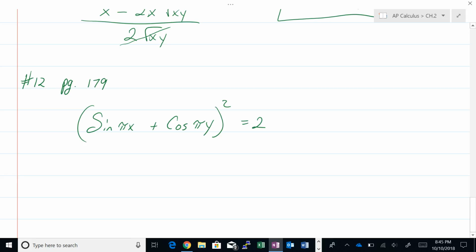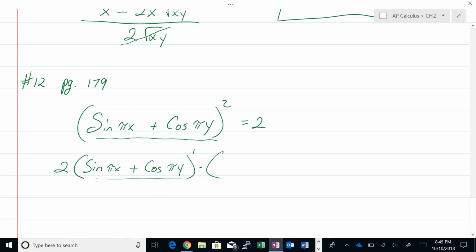Here we go. Again, they're asking for dy/dx. So this, unfortunately, guys, is power rule, chain rule. So 2 out front. Leave what's inside the parentheses alone. Subtract 1 from the power times the derivative of what's inside here. What's the derivative of sine of pi x going to be? Cosine of pi x times pi.